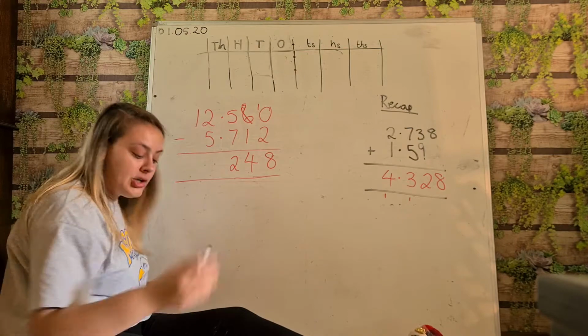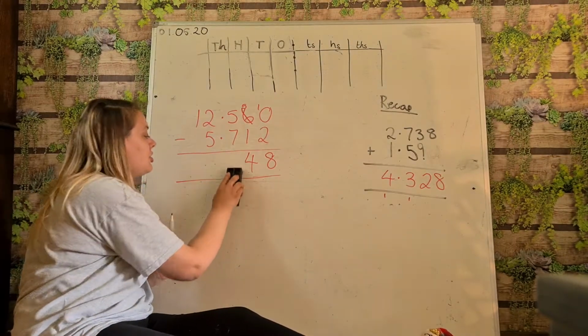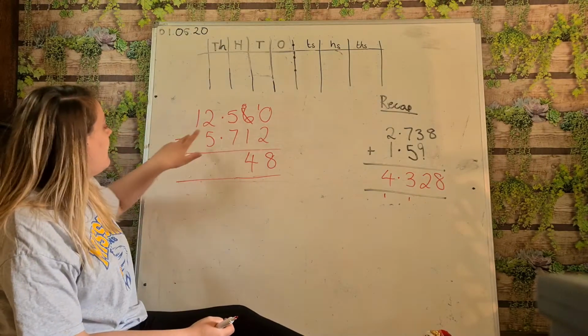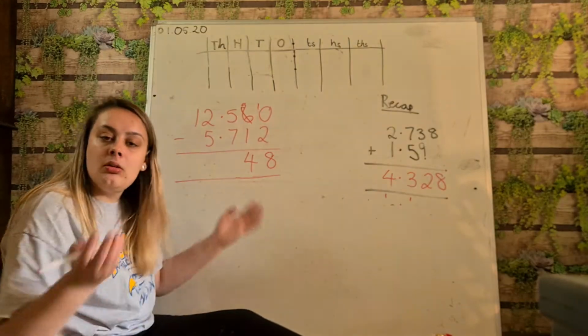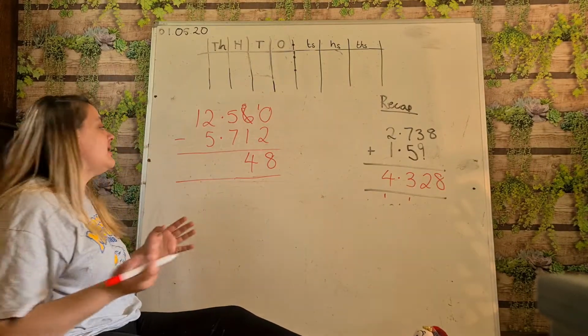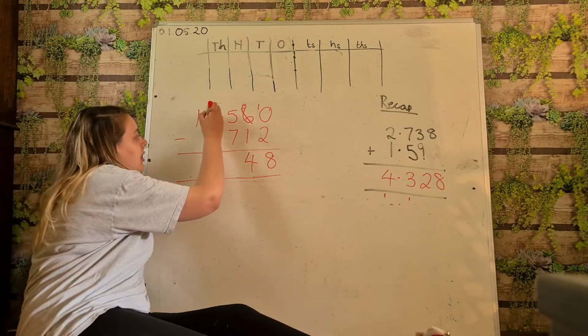Well spotted. I can't do that, can I? I can't just do 7 take away 5. That's not what it's asking me to do. It's asking me to do 5 take away 7, which in column subtraction I can't do. I'd end up going into negative numbers. So I need to go to my next column.